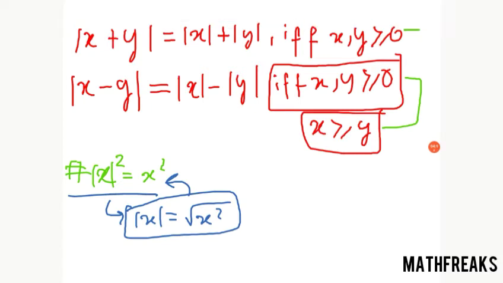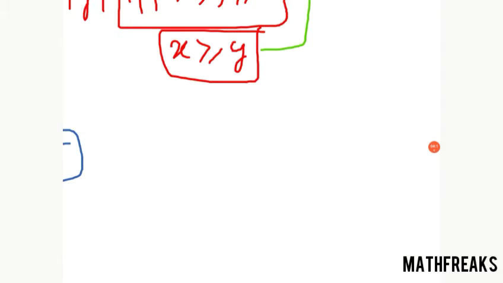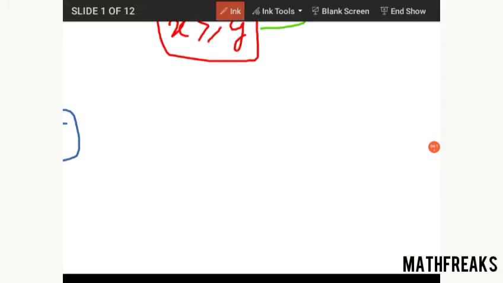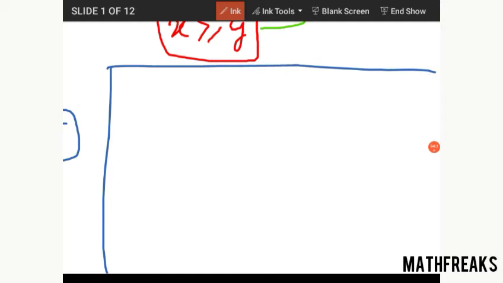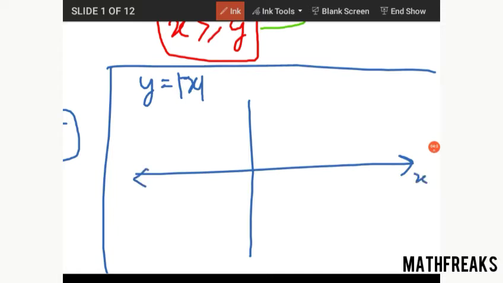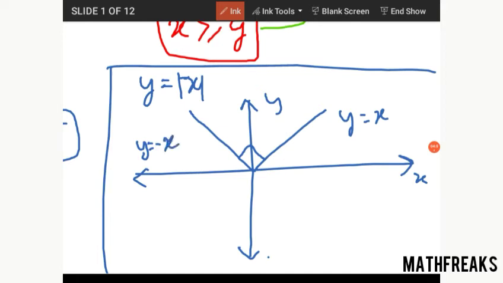Now let us move on to the graph of the modulus function that we missed in the first part. The graph is pretty simple. We are going to draw a graph for y is equal to mod of x. So this is your x-axis and this is your y-axis. Now this is pretty simple. This is the graph of y is equal to mod of x, and this angle is 90 degrees, and here y is equal to x and here y is equal to minus x.